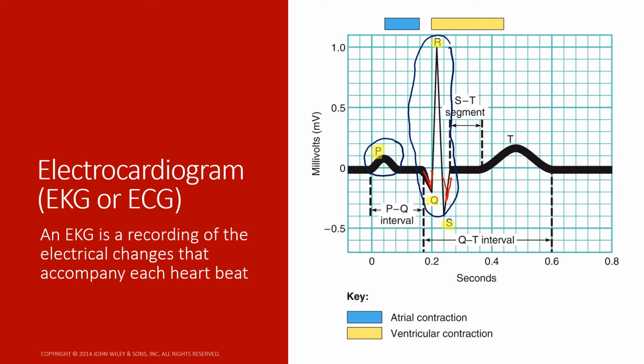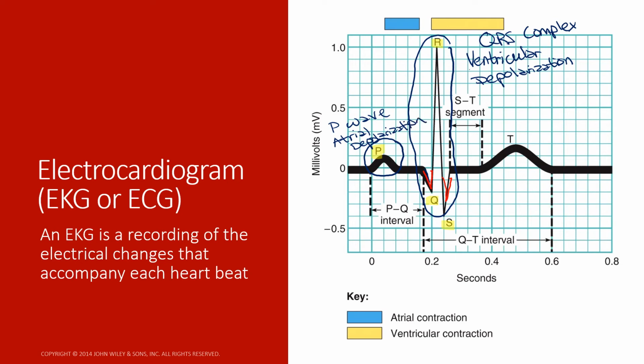So this is ventricular depolarization, QRS complex, and then over here we have the P wave, which is atrial depolarization.